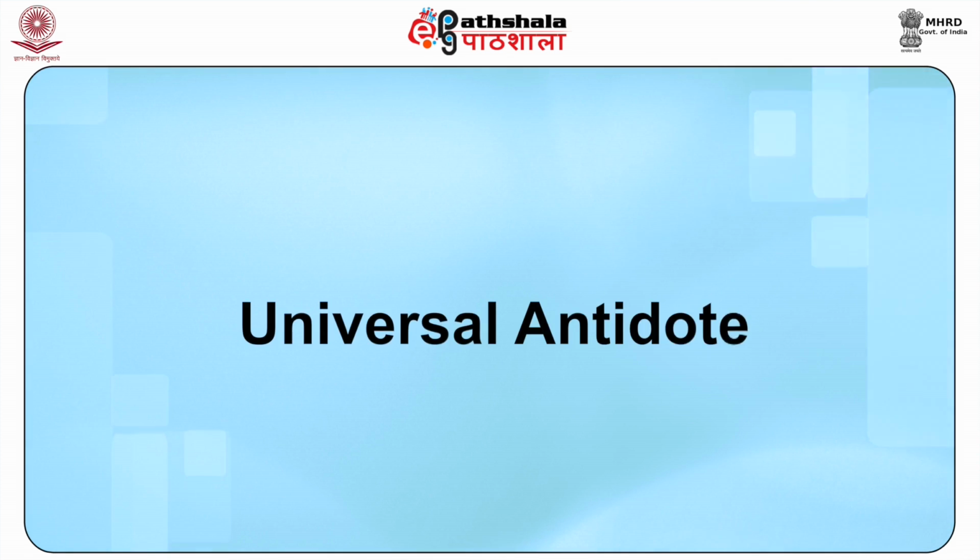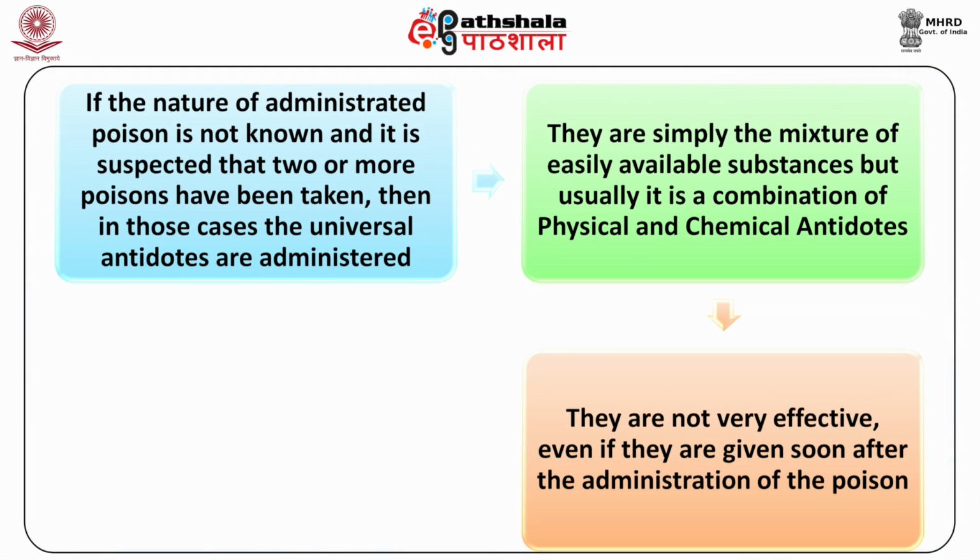Now the universal antidote. If the nature of the administered poison is not known and it is suspected that two or more poisons have been taken, in those cases the universal antidotes are administered. They are simply a mixture of easily available substances. Usually it is a combination of physical and chemical antidotes. They are not very effective even if they are given soon after the administration of the poison. I repeat, the use of universal antidote is obsolete nowadays, but it can definitely be used as a first aid measure at homes.